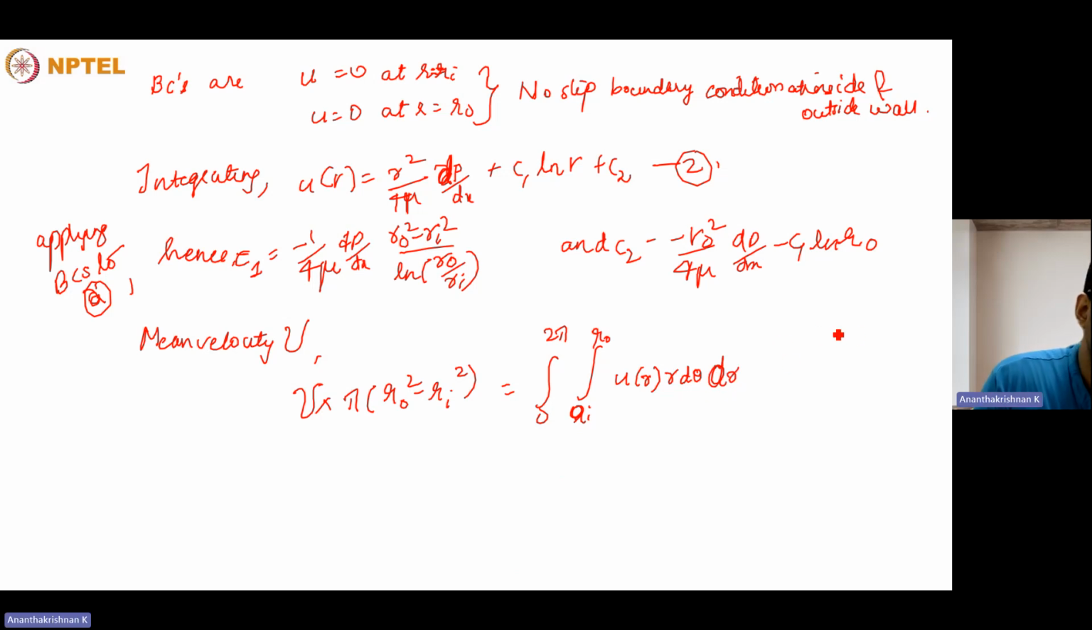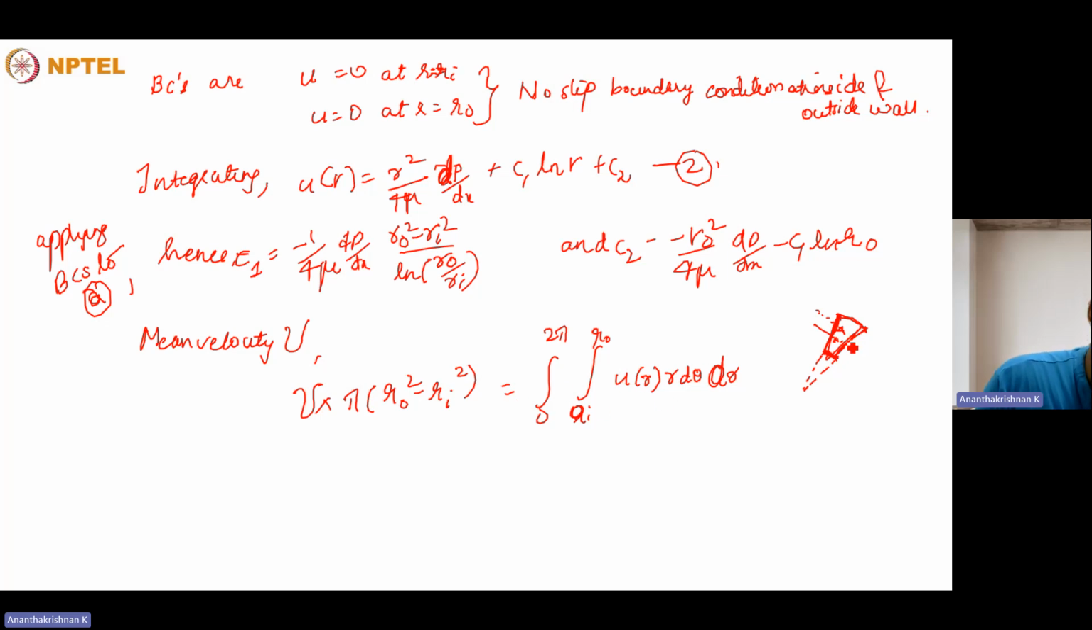So this could be represented as follows. Assume this to be the center and this to be a local control volume. The flow happens perpendicular to this cross-sectional area. So U into the area will give the mean volume flow rate. Assuming the density remains constant, U into pi times R outer squared minus R inner squared is equal to the integral of this particular term.